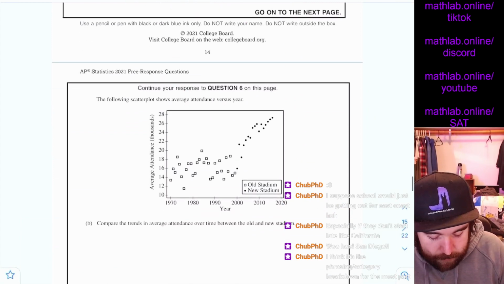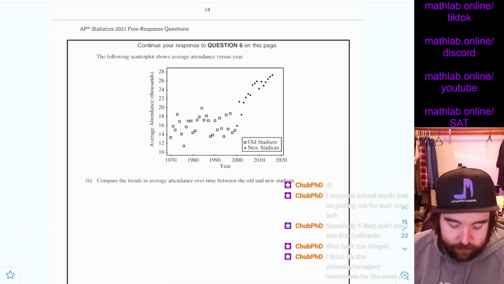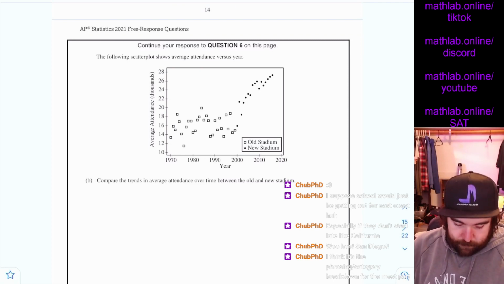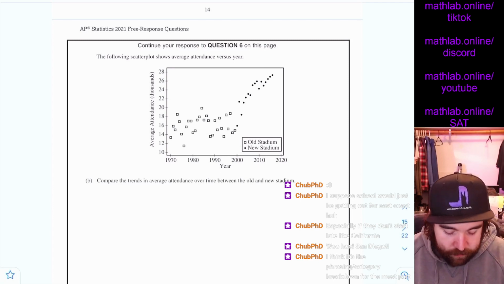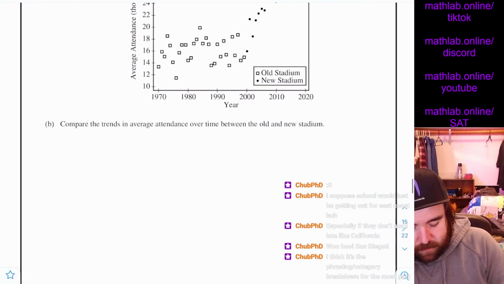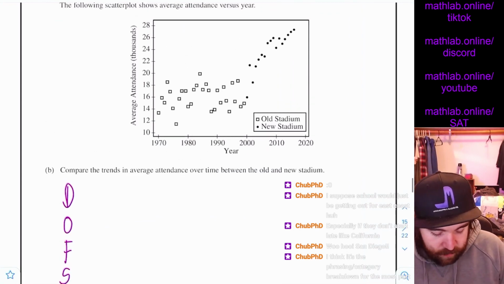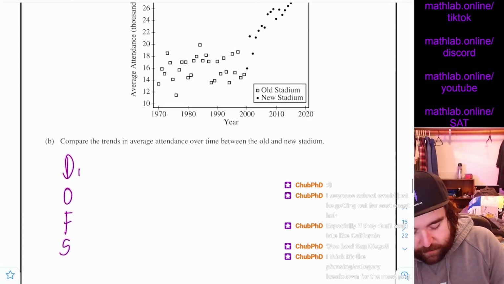Okay, yeah. The following scatter plot shows average attendance versus year. Compare the trends in average attendance over time between the old and the new stadium. Wow, so now we got dots for both of them. Okay. So we got direction.